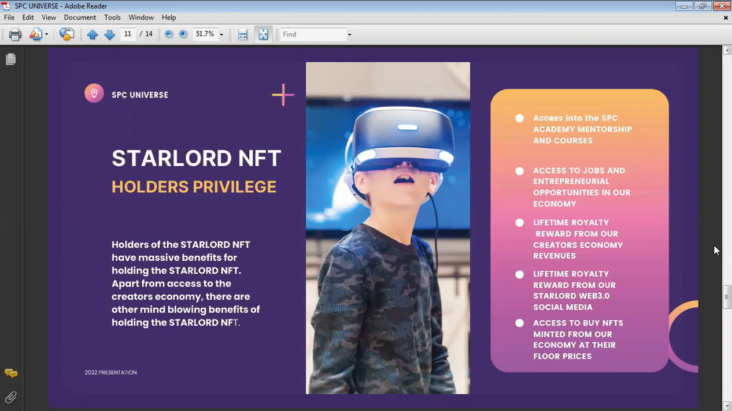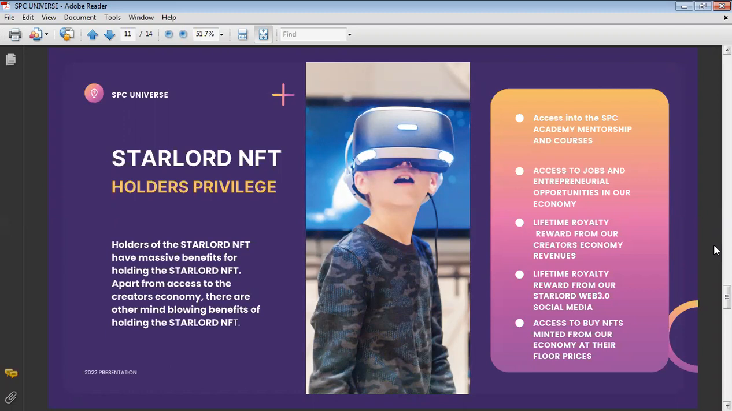Lifetime royalty reward from our creators economy revenue. As a creators economy, we're going to be having revenue from our different creators, and we're going to be taking a certain percentage that will be used as royalties to bless the holders of that NFT at that point. This comes from the revenues we are making from our economy.